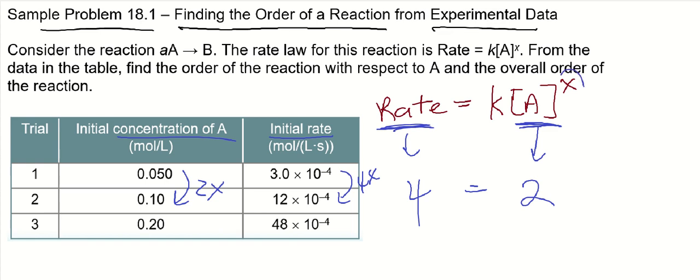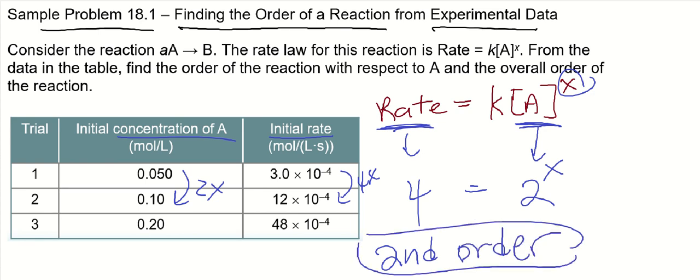Now we're going to solve for that order, x. 2 raised to what power is going to give you 4? The answer here is that it's a second order reaction. Second order with respect to A and second order overall, because that's the only reactant in here.